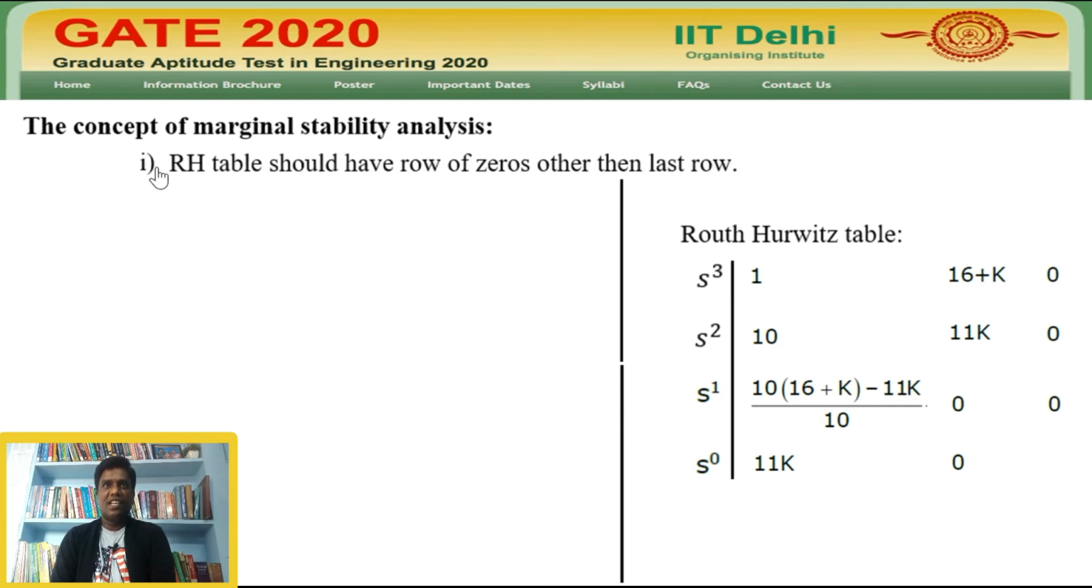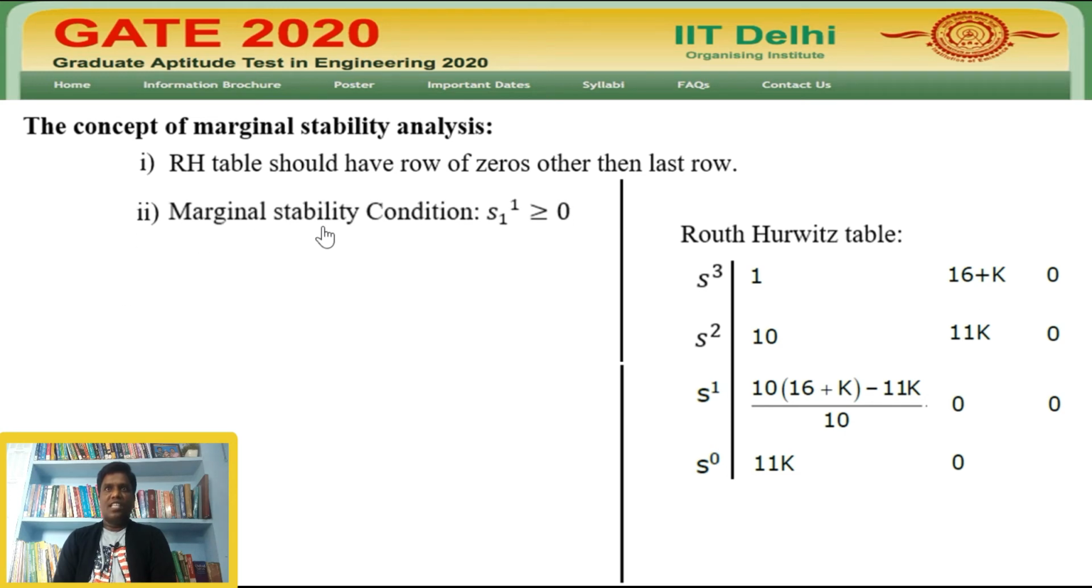It has some conditions. The first one: the Routh-Hurwitz table should have a row of zeros other than the last row, which means the first column of the Routh-Hurwitz table has to equate to zero except the last row. In that, the S power 1 row and the first position contain the k terms, so it must equate to 0. The second one is the marginal stability condition, S1 power 1 greater than or equal to 0, which means the row S power 1 and the first position, S1 power 1, is greater than or equal to 0.